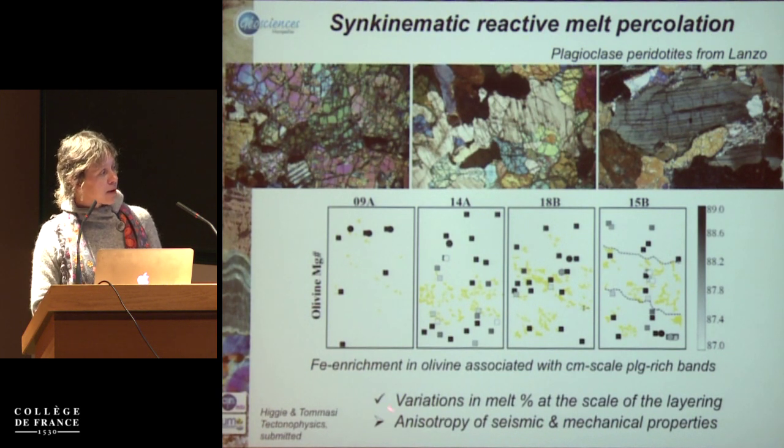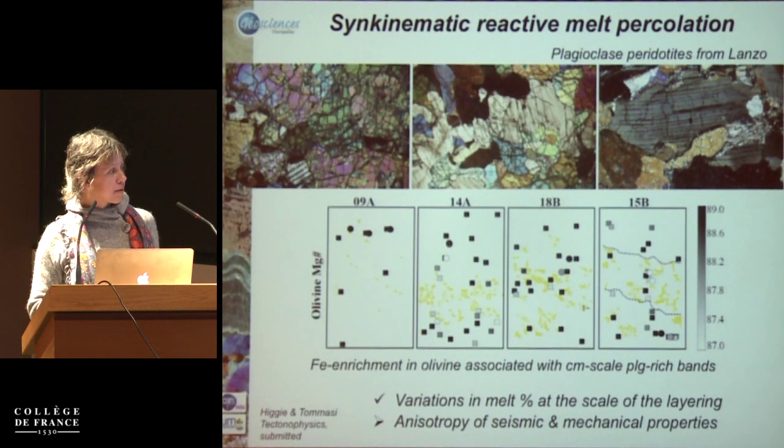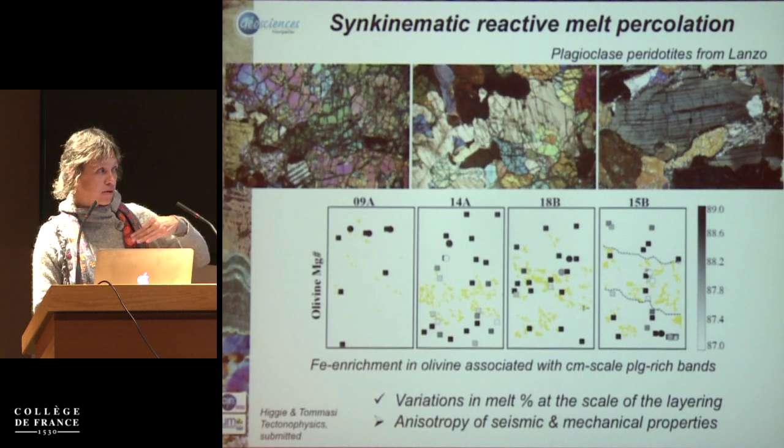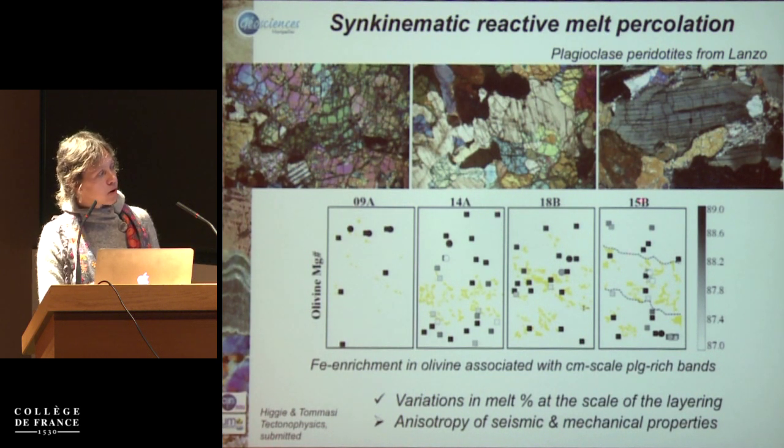So we also have here chemical evidence for variation in the melt content at the scale of the layering, aligned with melt parallel to the shear plane, and this probably can give some of the anisotropy of seismic properties you see in the seismological observations, and it also will probably affect the mechanical properties. You can expect to have a lower shear viscosity parallel to these layers where you are concentrating melt, so I'm decreasing the viscosity, than normal to it.